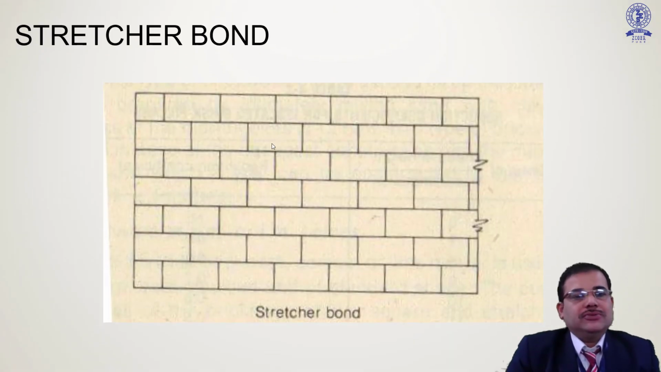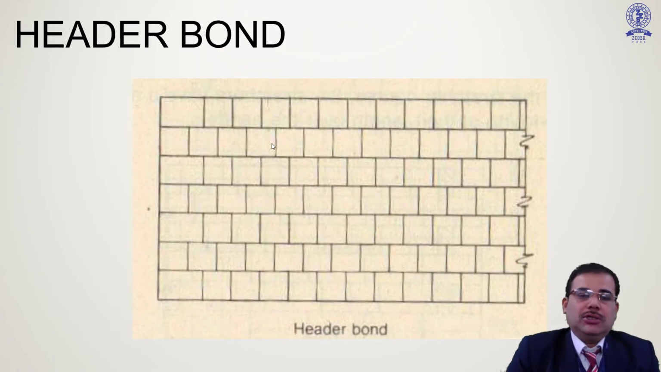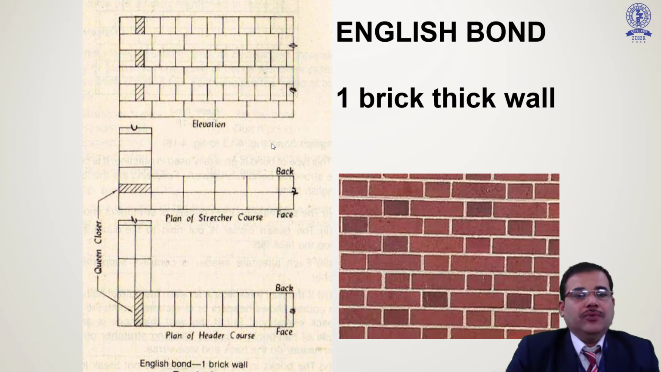Now in case of stretcher bond, as we have seen in the earlier video, all the bricks are being laid with their longer dimension parallel to the length of the wall. In case of header bond, the header face will be projecting towards the facing of the wall. In case of English bond, with one brick thick wall, one brick thick is nothing but when you will be getting a wall thickness as its length, that is 190 mm. But by providing the plaster from external as well as internal, we will be getting a wall thickness of 230 mm, and that is when it is called a one brick thick wall.